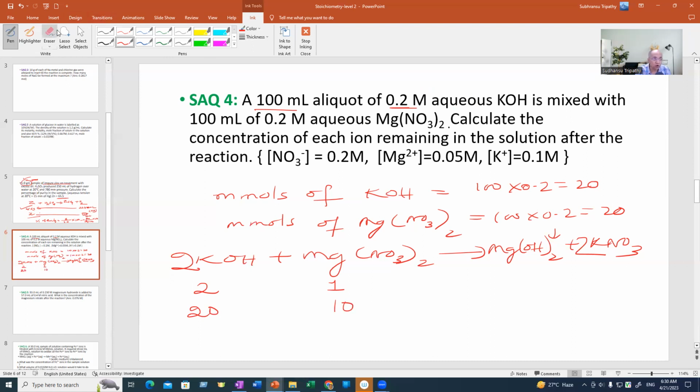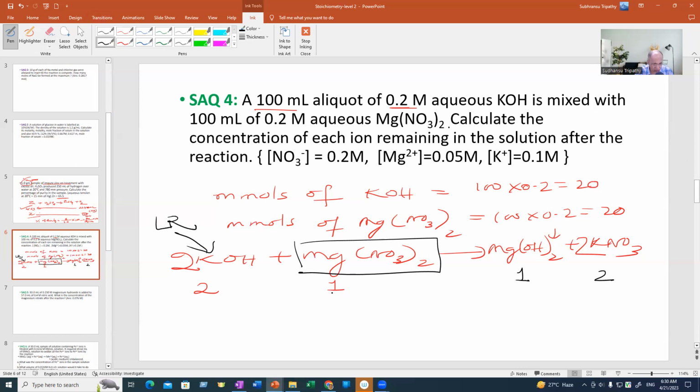So once we know that the limiting reactant is this, I'm just writing down, this is the LR, then let us try to solve. If 2 gives 1, 2 millimoles, we just ignore magnesium nitrate data.